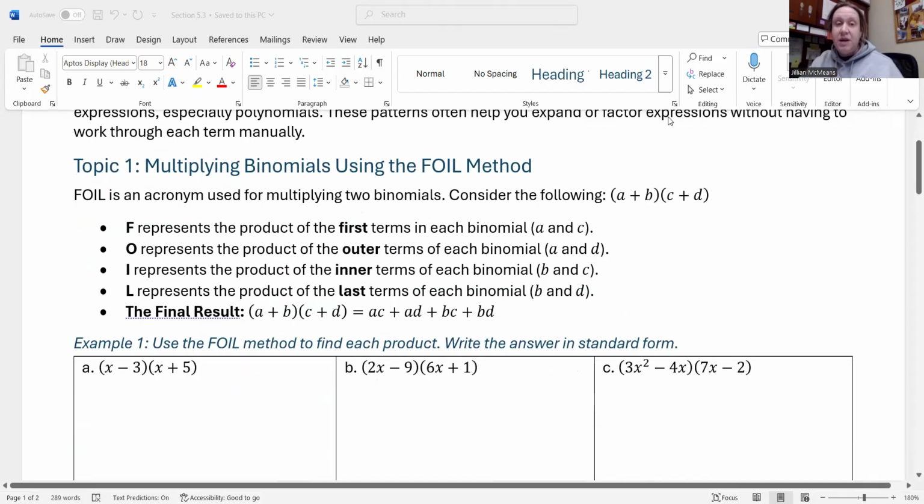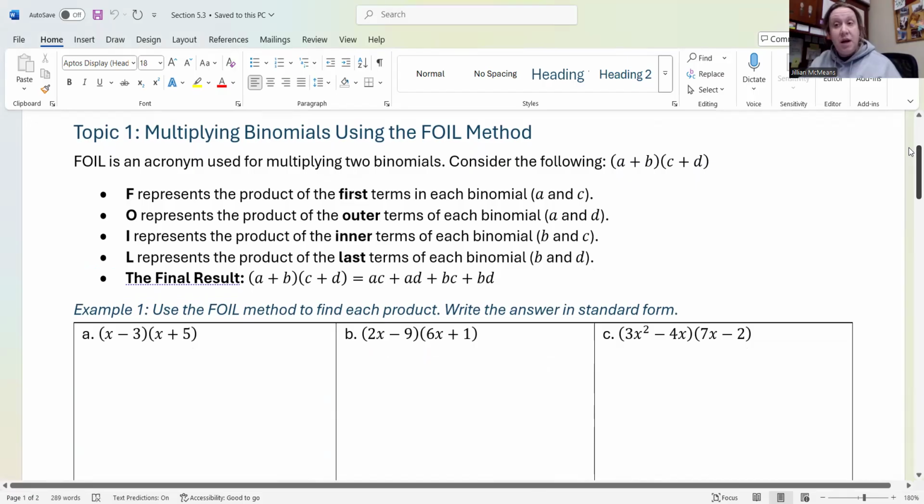So remember, binomials have two terms. They're polynomials with exactly two terms. And we've already done this. We've already multiplied binomials in the previous worksheet. But for this one, we're going to focus very specifically on the FOIL method. Okay, so FOIL is an acronym and it's used to help you remember which terms to multiply when you're multiplying two binomials. Now, this is very specific to two binomials, only two binomials, okay?